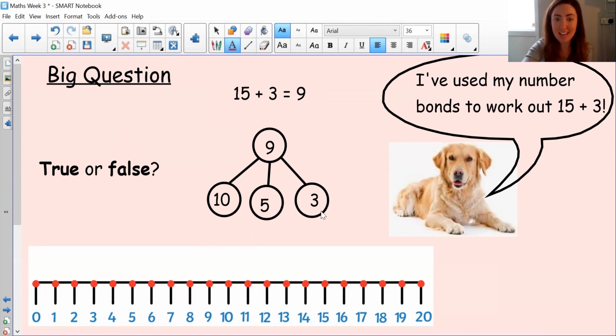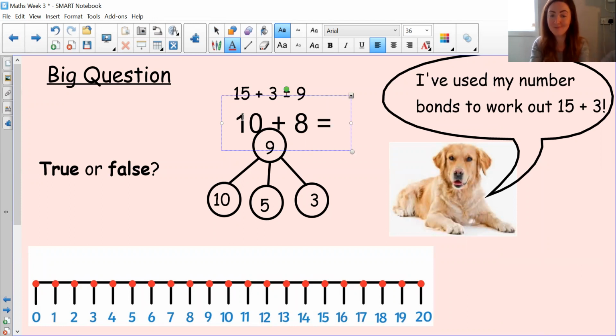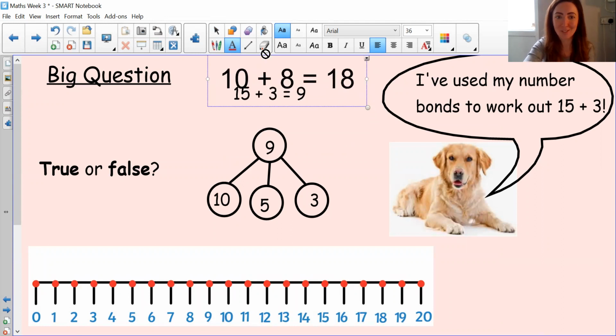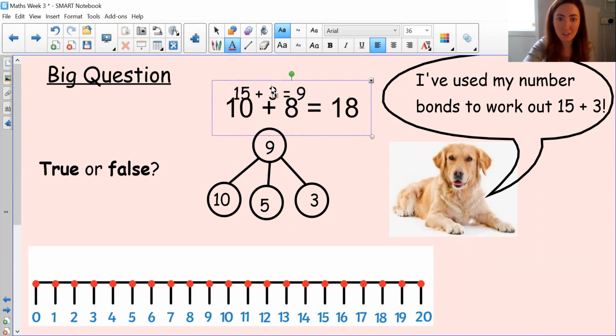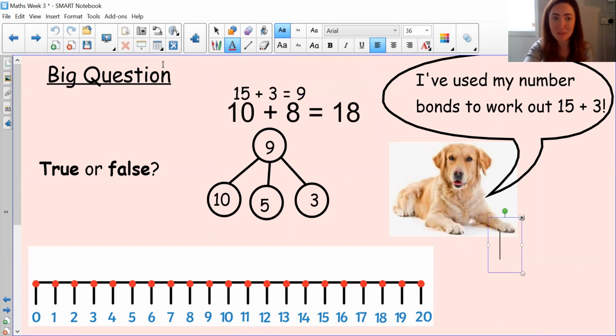So 5 add 3 is 8. So I know that I have 10 and 8 is the same as 15 add 3. So 10 add 8 equals 18. Well done if you worked that out. So great to have you here helping Stevie with her mistakes.